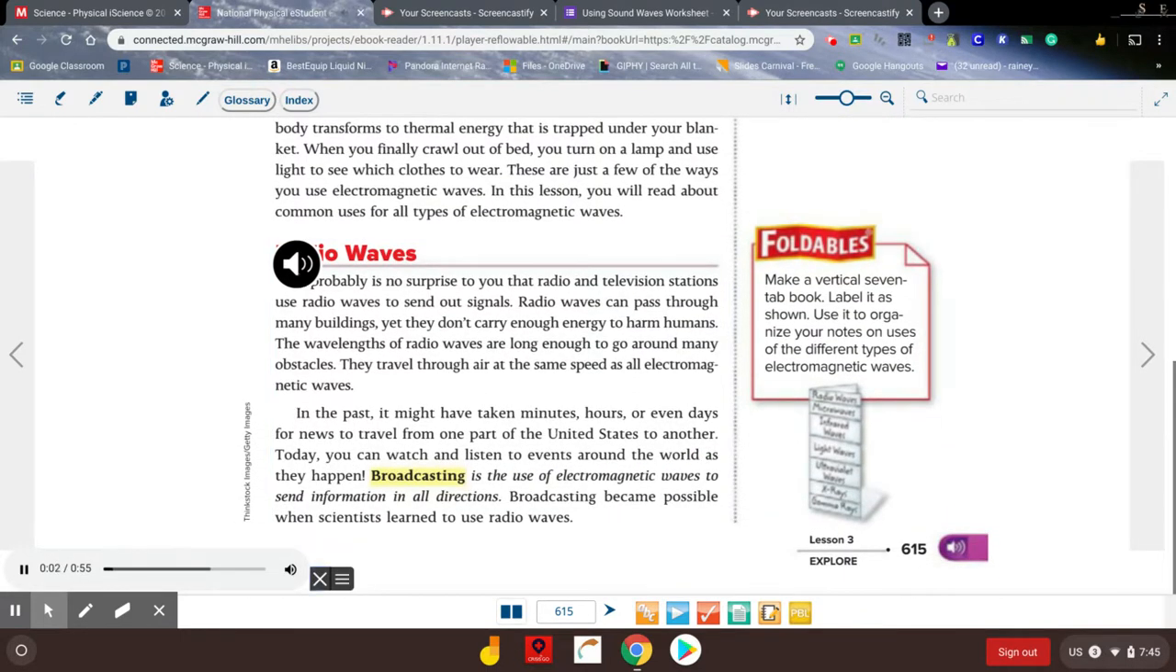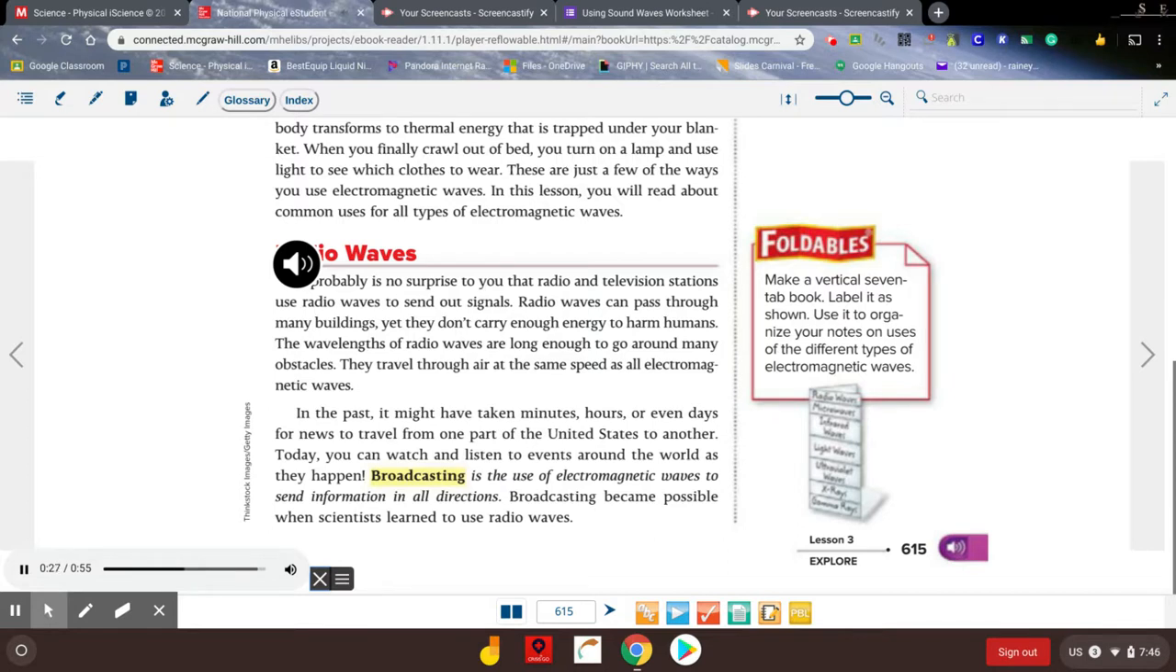Radio waves. It probably is no surprise to you that radio and television stations use radio waves to send out signals. Radio waves can pass through many buildings, yet they don't carry enough energy to harm humans. The wavelengths of radio waves are long enough to go around many obstacles. They travel through air at the same speed as all electromagnetic waves.